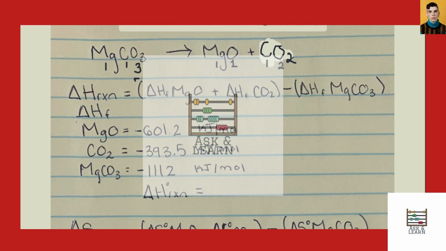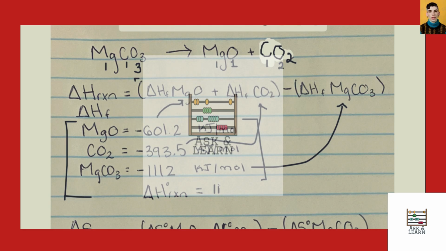You can look up the delta H of formations of all of these molecules online, on Google, but just for ease, I've written them all right here. Now we're just going to plug and chug. We plug this in here, that in there, and this in there. If you want to, pause the video and do that little calculation. Our delta H of reaction should come out to be 117,300 joules. Perfect. That's our delta H of reaction.